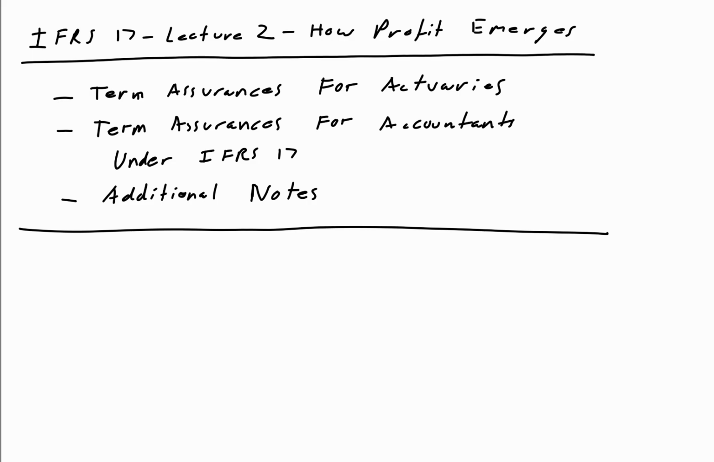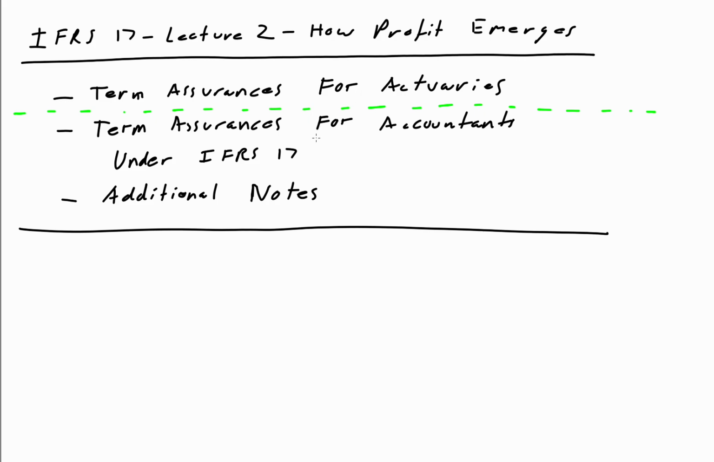Hi everybody, and welcome back to this second video on IFRS 17 Lecture 2, How Profit Emerges. In the first one we just set up a toy example by thinking about a term assurance and what the cash flow profile could be.